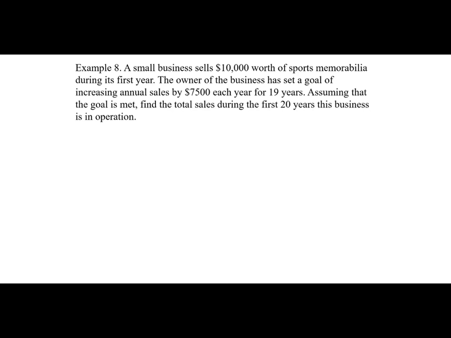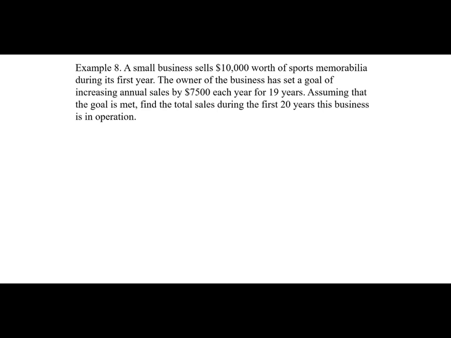And our last example, example 8, says a small business sells $10,000 worth of sports memorabilia during its first year. The owner of the business has set a goal of increasing annual sales by $7,500 each year for 19 years. Assuming that the goal is met, find the total sales during the first 20 years this business is in operation.